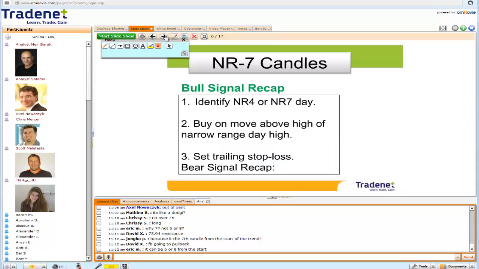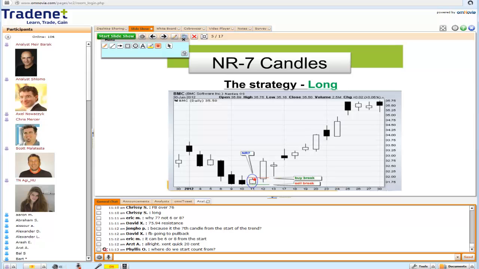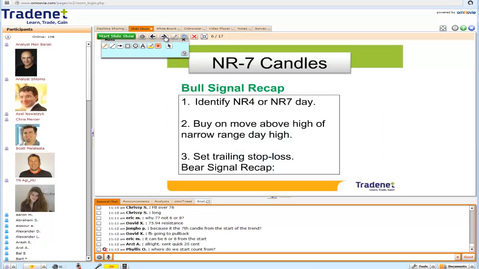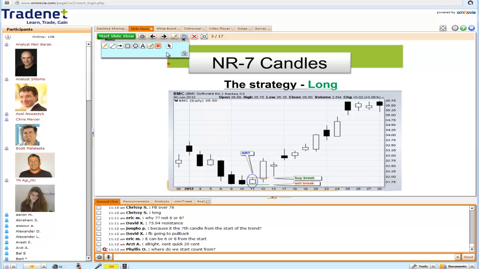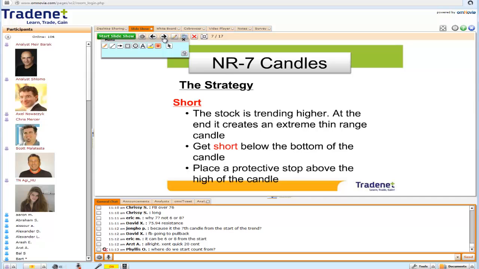So just to recap the bull signal: we want to identify an NR4 or NR7 day. Usually on the intraday chart we use the 5 minute chart and buy the ORB, the opening range breakout. That means above the high of the first 5 minute bar. If we are swing traders, we are just going to buy when the price goes above the high of the NRB range, all right? And we want to set a trailing stop loss and trail it higher as long as the stock proceeds higher.